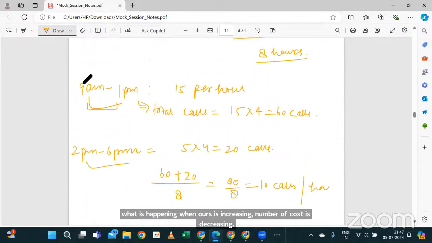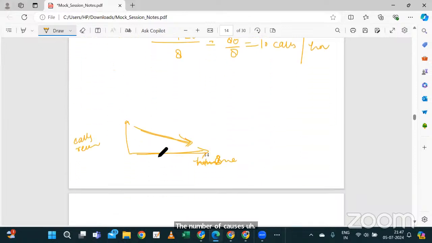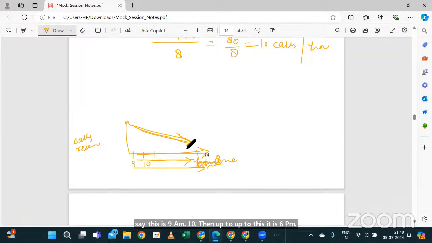Here you can see from 9 a.m. to 1 p.m. it is 15 per hour, right? For the first 4 hours, the number of calls is higher than the other, right? So when time is increasing, let's say this is 9 a.m., then 10, then up to 6 p.m., calls is decreasing, yes or no? There is no observation, but without observation, we can guess the answer. Correct? Are you getting this point? Yes, sir. Very good. Will it be correct to guess on average?